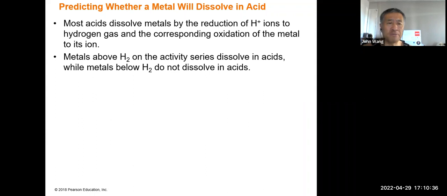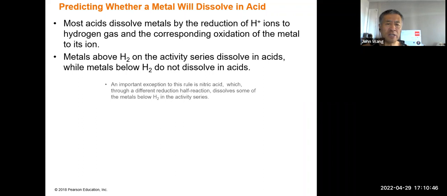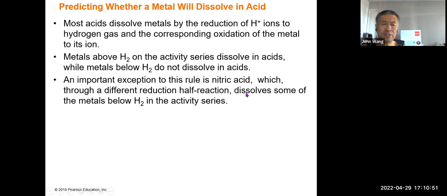So metals above H2 on the activity series dissolve in acid, while metals below H2 do not dissolve in acid. The important exception to this rule is nitric acid, which through a different reduction half reaction dissolves some of the metals below H2 in the activity series.